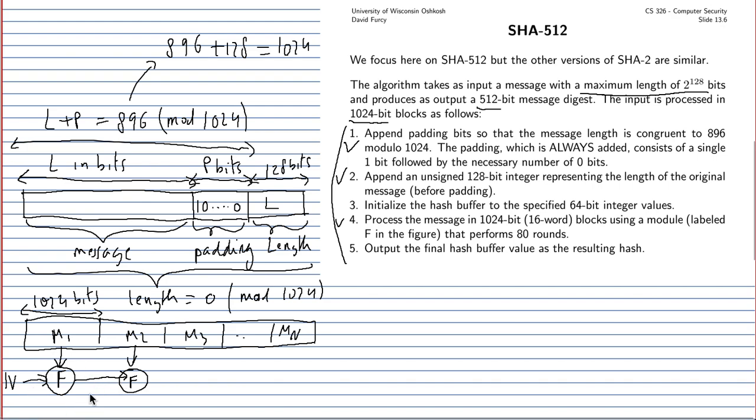I'm skipping some details here, but we'll get back to those later. You see that we hash every block one after the other using the same hashing function, and the output of one hashing function is fed as input to the next one. That's step number 4. Then step number 5: the final message digest, the output of the final execution of f, is the message digest for the original message.